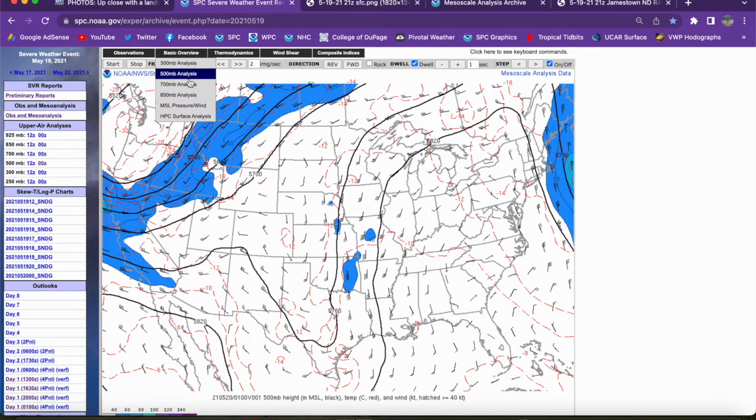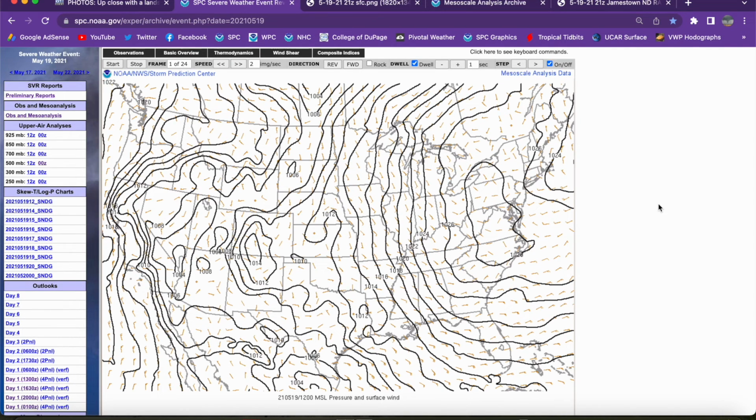Surface pattern, pretty quiescent, but we did have a surface boundary to deal with. A weak frontal zone making its way through North Dakota here. You see the kinks in the isobars there across southern Canada, and a clear wind shift at the surface. We'll take a closer look at this in a second, but it was definitely a weak cold front making its way through western North Dakota on the morning of the 19th.